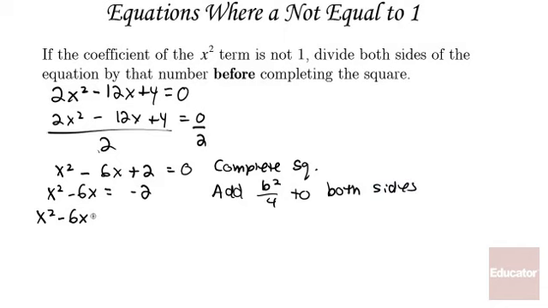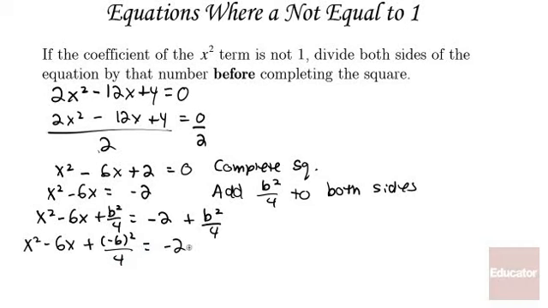So this is x squared minus 6x plus b squared over 4 equals negative 2 plus b squared over 4. Okay, x squared minus 6x, well, b is negative 6, so that's plus negative 6 squared over 4 equals negative 2 plus negative 6 squared over 4. This gives me x squared minus 6x. This is 36 divided by 4. So I'm just going to simplify that to 9.